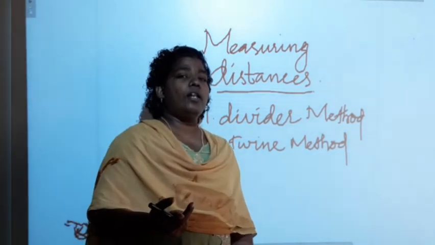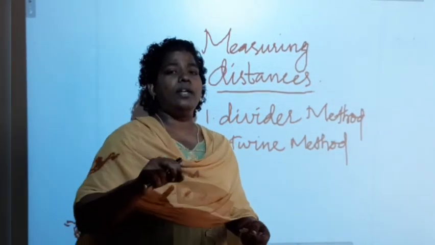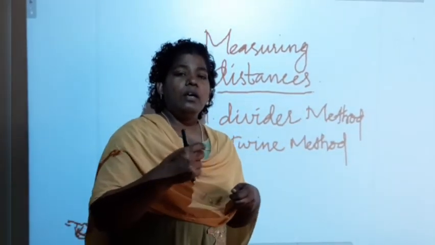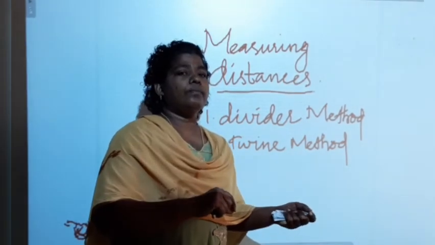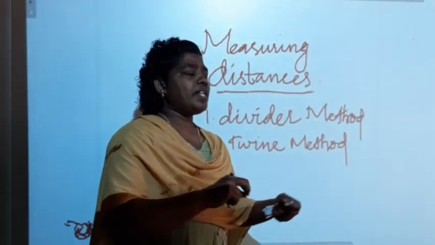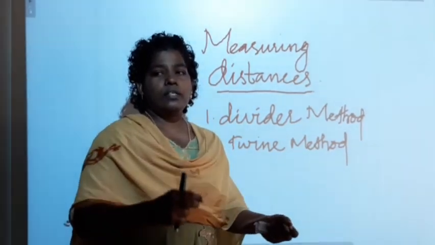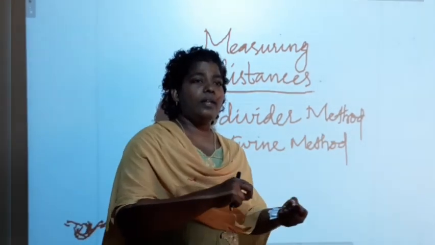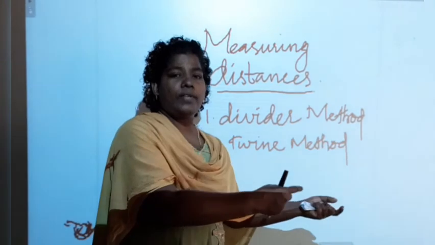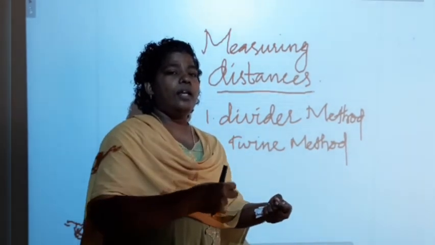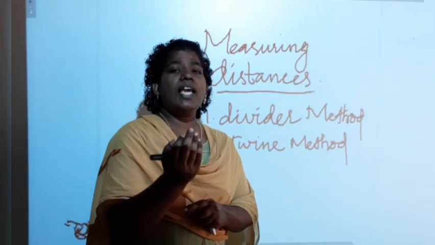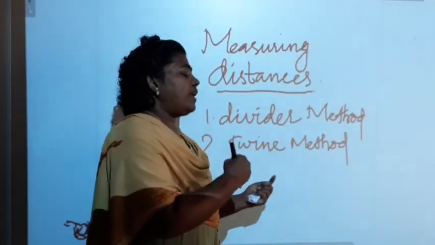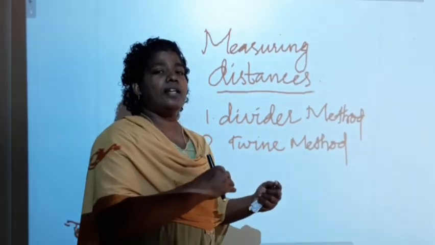In the twine method, how will you measure? You have to take a twine and keep it on the surface of the feature, whether it is a river or a road. You have to measure the distance using that twine. After measuring using the twine from one end to another end of the feature, you have to take the twine and measure it on the scale in inches. So with the help of the twine, you can measure the curved areas.